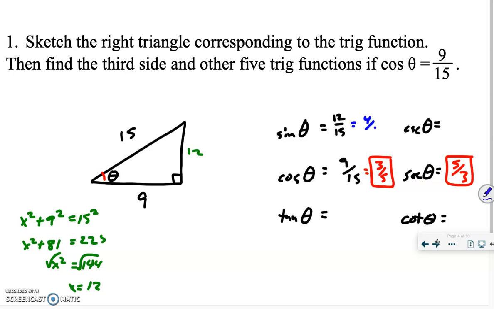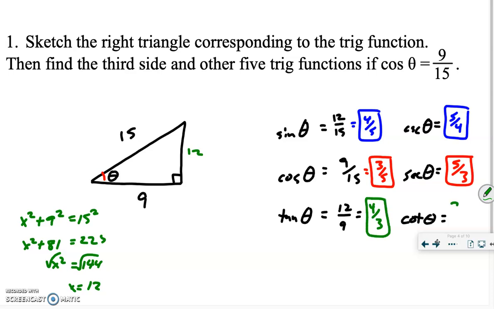Hypotenuse to 4 fifths, which again, cosecant is now going to be 5 fourths. For the tangent, the opposite over the adjacent, the opposite again is 12 over the adjacent, which is 9, but that's going to clean up to 4 thirds, and the cotangent then is going to clean up to 8 thirds.